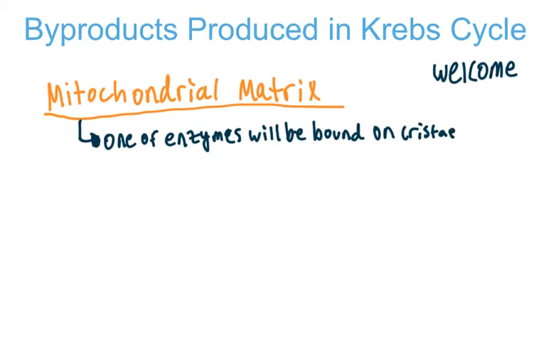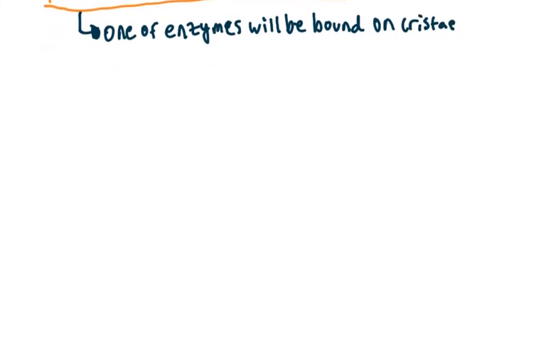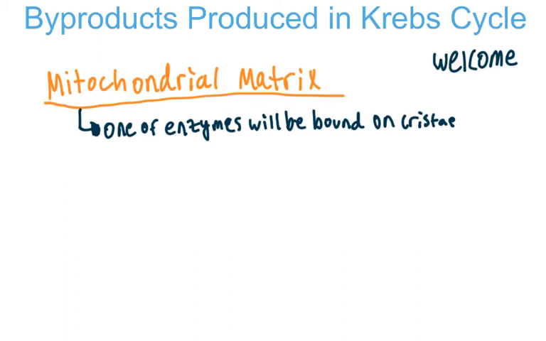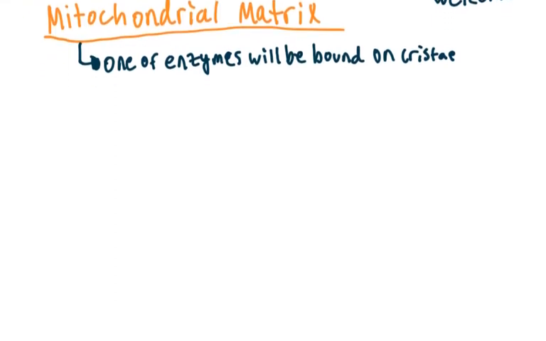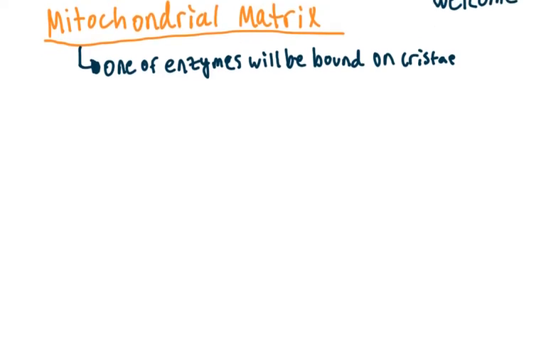So let's go and get started. If you haven't watched my previous two videos about the Krebs cycle, the first video was about the compounds produced in the Krebs cycle, and the next video was about the enzymes involved. That covered everything except the byproducts produced in some of the reactions, like NADH, ATP, and things like that. So that's what we're going to talk about in this video.